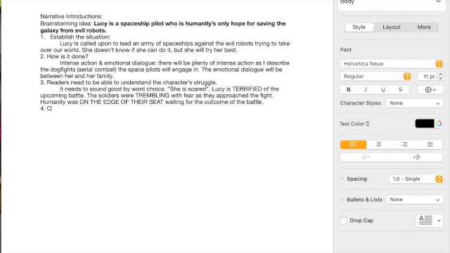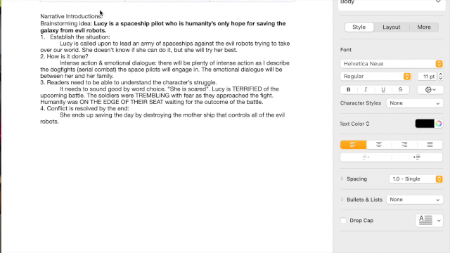And then the conflict is resolved by the end. She ends up saving the day by destroying the mothership that controls all the robots. Bam. Now, it might be a little derivative, a little drivel, but that's just something I came up with on the fly based on this one sentence: Lucy is a spaceship pilot who is humanity's only hope for saving the galaxy from evil robots.